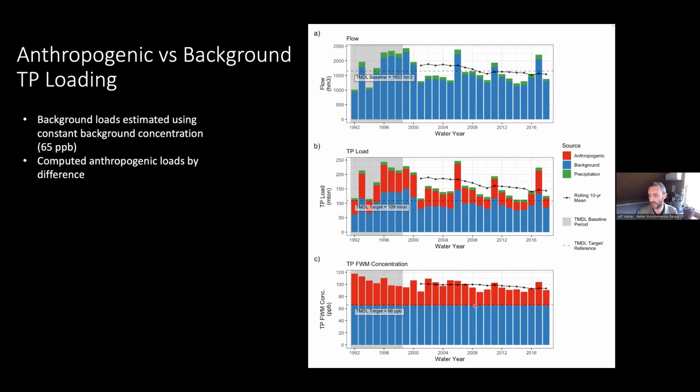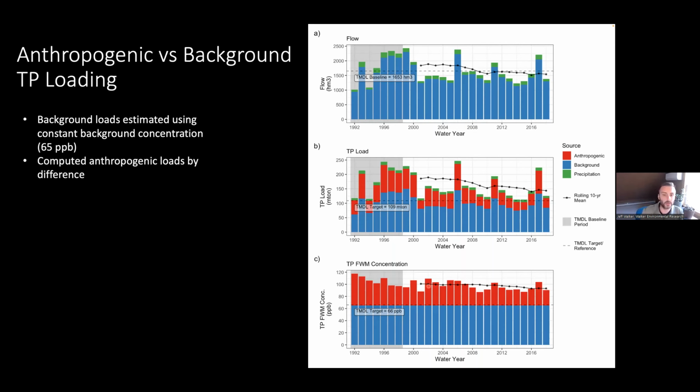So our target here is this dotted line, and the red is the portion of the total inflow concentration attributed to anthropogenic sources. The black line here is the 10-year rolling average of these. So it's a way to smooth out these year-to-year variations. And you see that this is decreasing over time. So that's consistent with our trend analysis, which showed that inflow concentrations are going down over time.